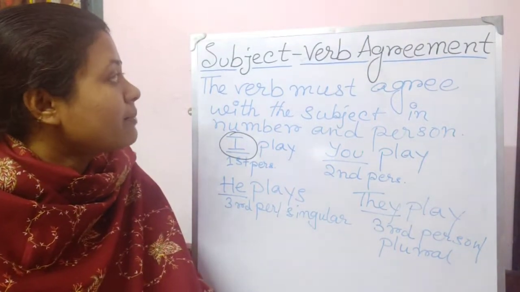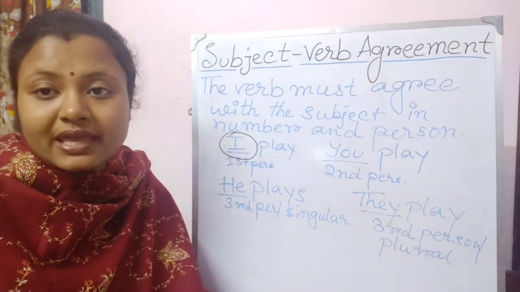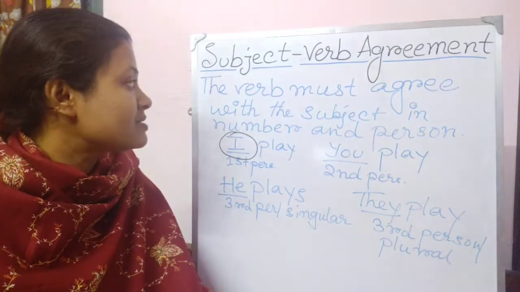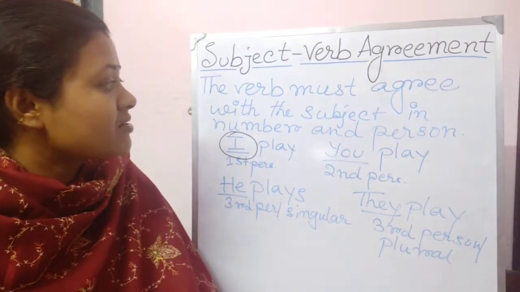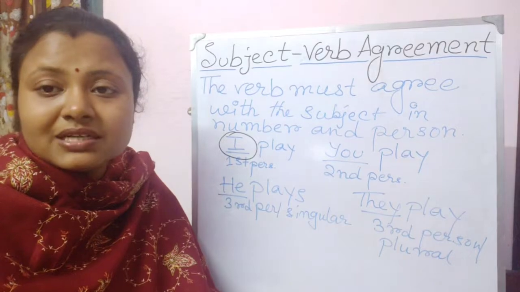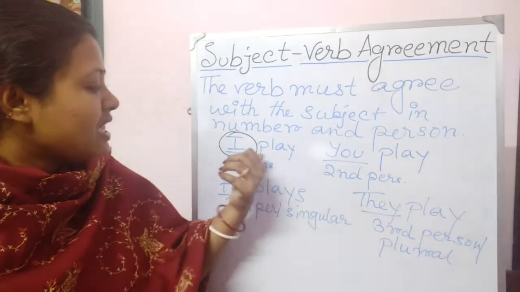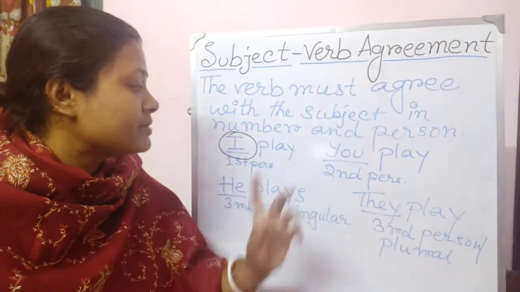Today we will talk about subject and verb agreement. So what does subject and verb agreement mean? It means the verb must agree with its subject in number and person. What does that mean? See, I have written some examples over here.